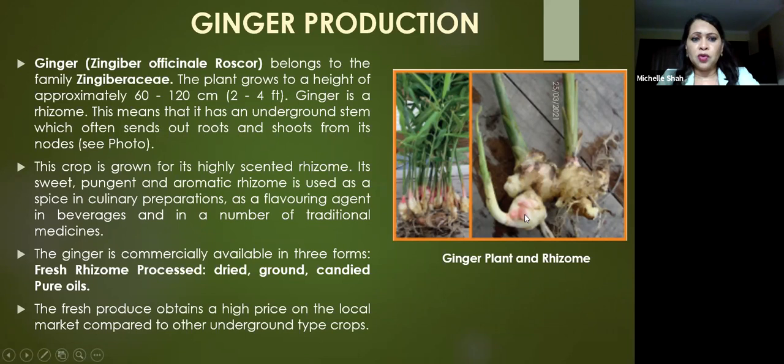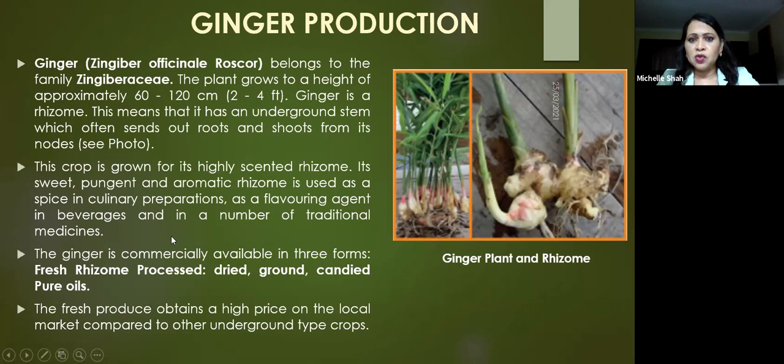This crop is grown for its sweet, pungent, and aromatic flavor, and is used as a spice in culinary preparations, as a flavoring agent, and in beverages and a number of traditional medicines. Ginger is commercially available in 3 forms: fresh rhizome, processed, which could be dried, ground, or candied, and pure oils. The fresh produce obtains a high price in the local market compared to other underground type crops. In the dried form, it could be in powder form, which is sold in supermarkets and so on.